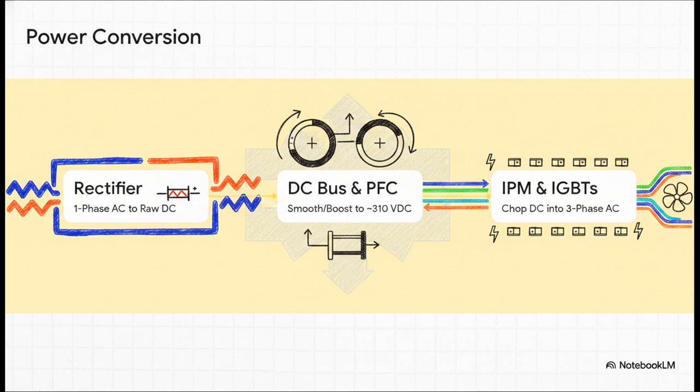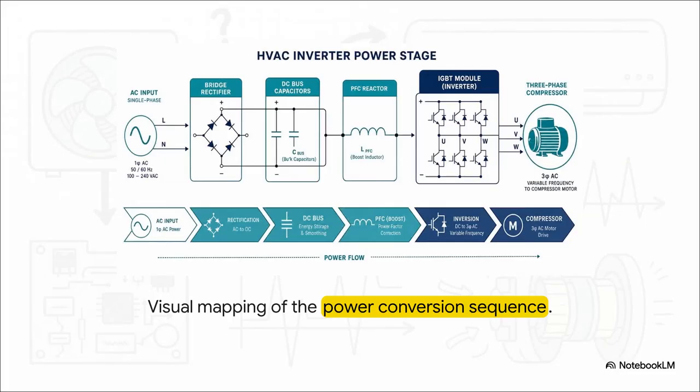Pretty cool, right? Let's trace that actual power flow so you can visualize it. Over on the left side, you've got your basic single-phase 60 Hz wall power coming in. You can follow that path through the rectification stage, into the energy storage of the DC bus, through the big boost of the PFC reactor, and finally into that inversion stage. That's where the IGBT module steps in, acting like a high-speed traffic cop, routing power perfectly to the U, V, and W terminals of that 3-phase compressor motor.